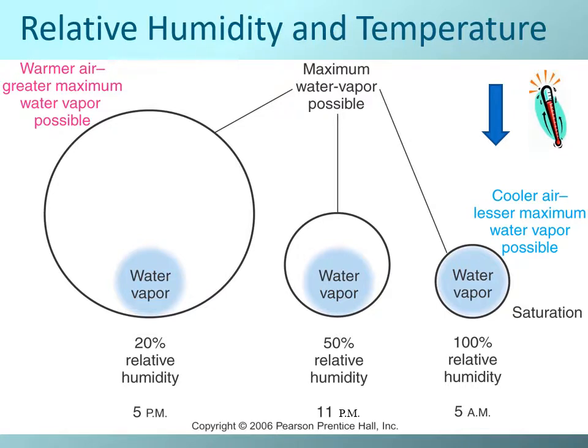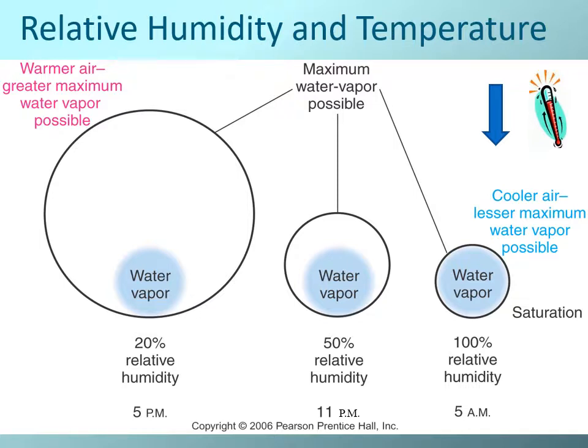Now let's go later into the night. Let's say it's 11 p.m. and it's much cooler. But the amount of water vapor we have stays the same, while the black circle gets smaller because the air got colder. So this is roughly 50%.